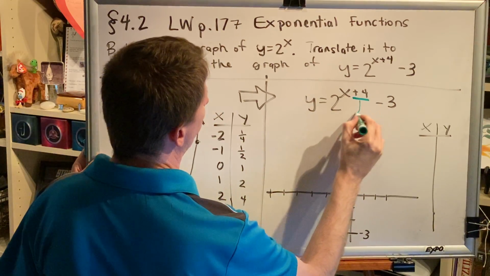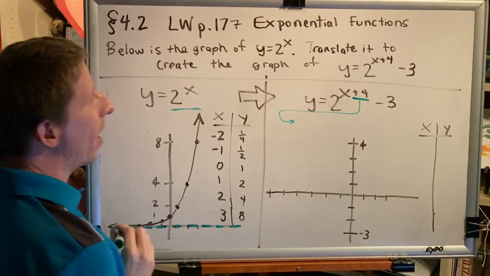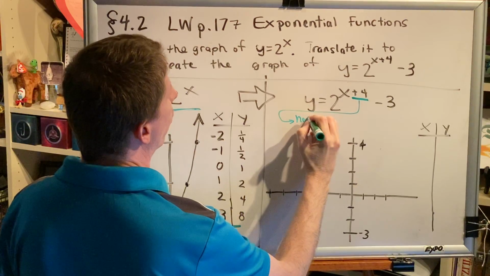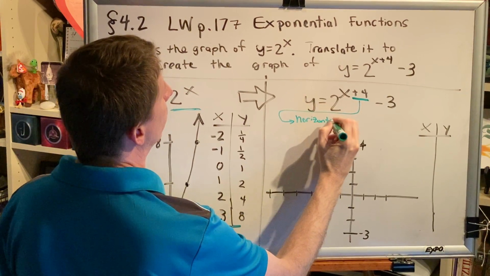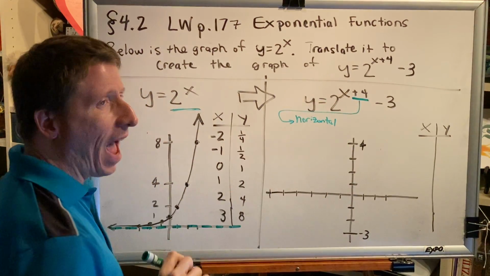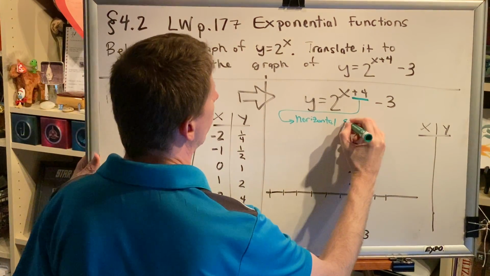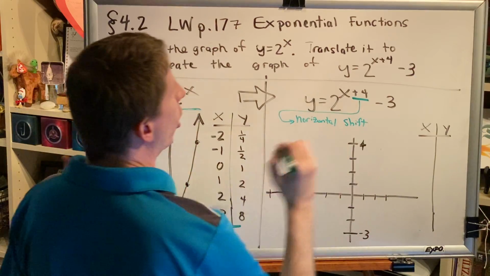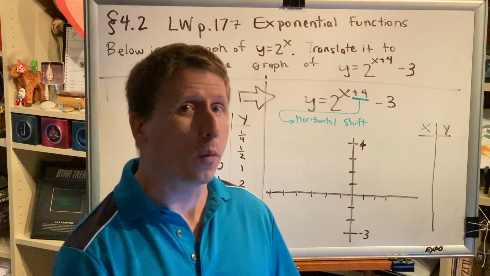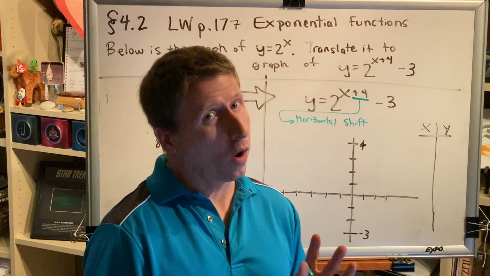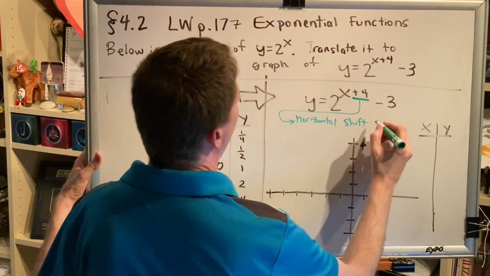That change, the plus 4, is inside close to x, which makes it a horizontal something. The change is adding or subtracting a number, which makes it a shift. So this is a horizontal shift. We recall that horizontal feels backwards of what we would think. So this plus 4 is actually 4 steps to the left.